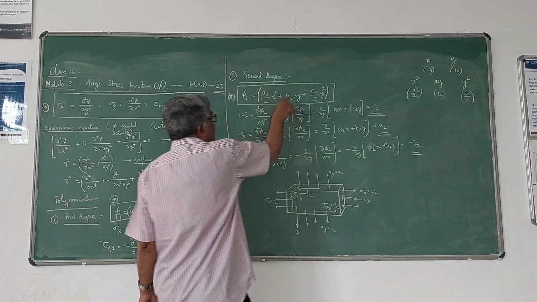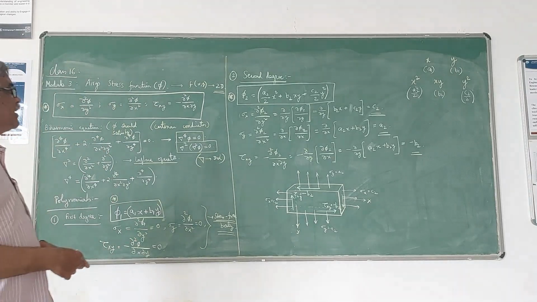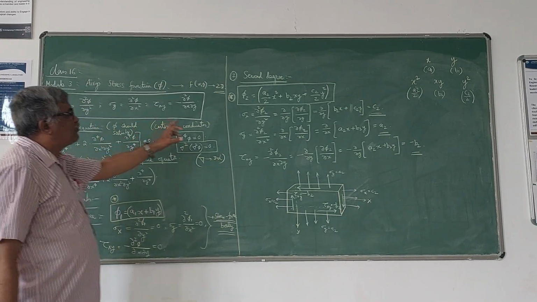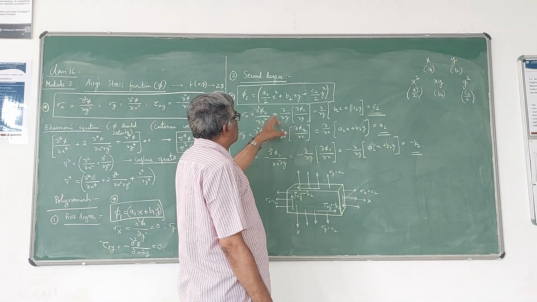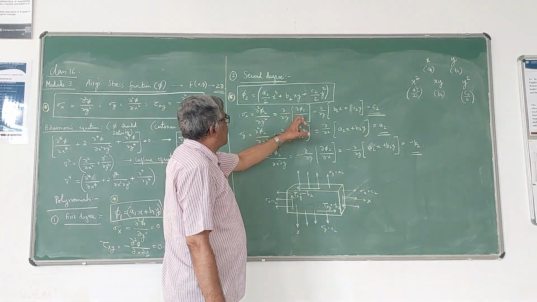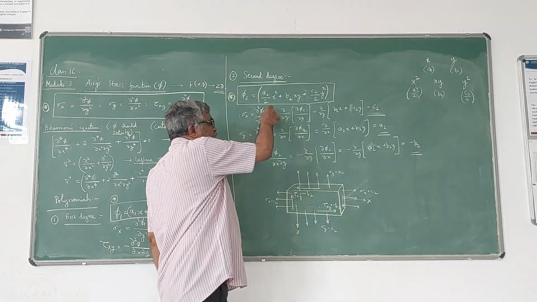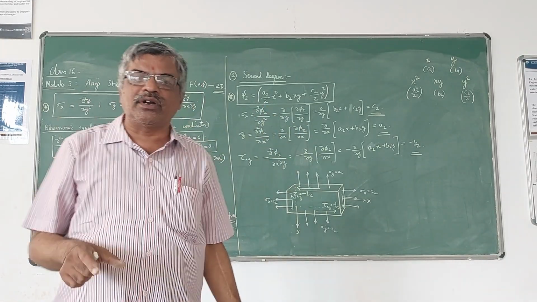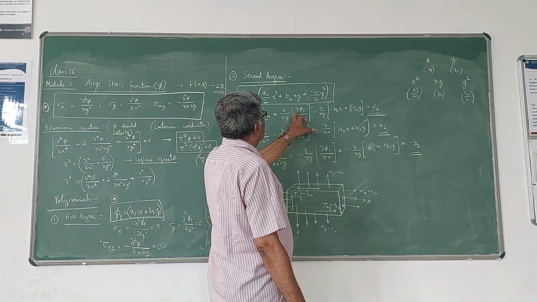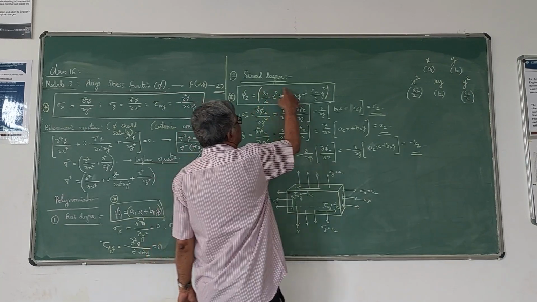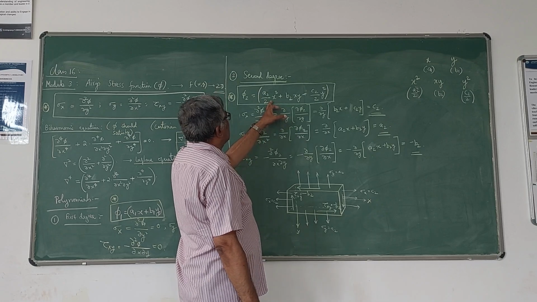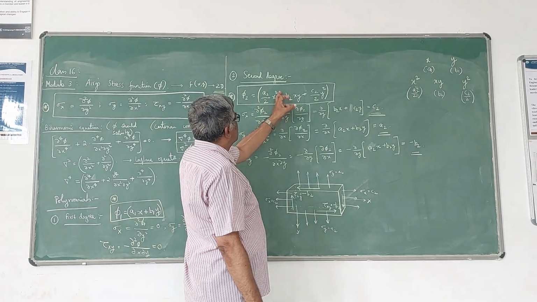Now for this second degree polynomial, let us calculate the stress components. We have to use the same formula. Sigma x is dou square phi 2 by dou y square. That means dou by dou y of dou phi 2 by dou y: first you differentiate, then once again you differentiate a second time. So that is dou by dou y of, what is dou phi 2 by dou y? Differentiate this with respect to y. When you differentiate partially with respect to y, x is constant, so the derivative of this term will be 0.